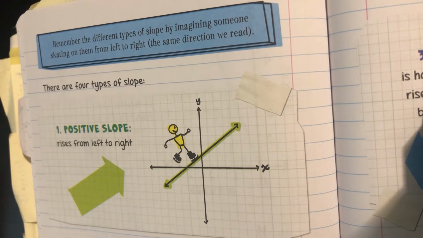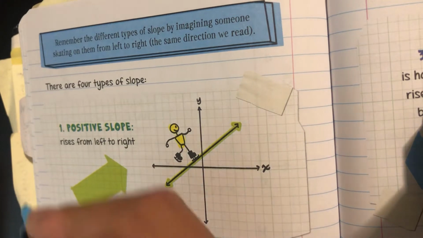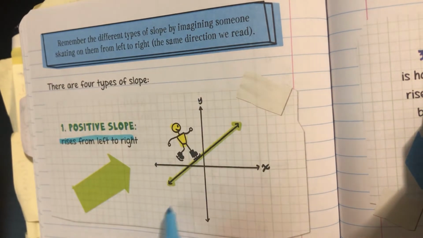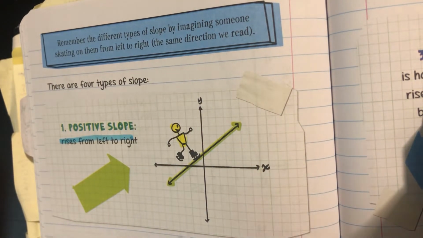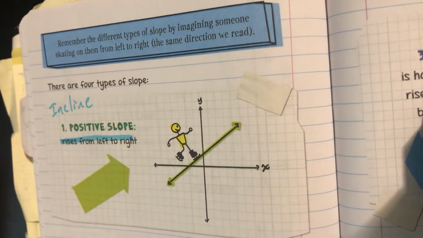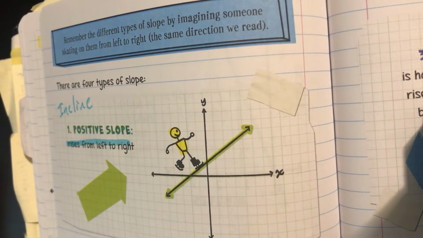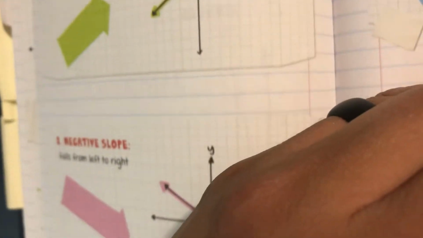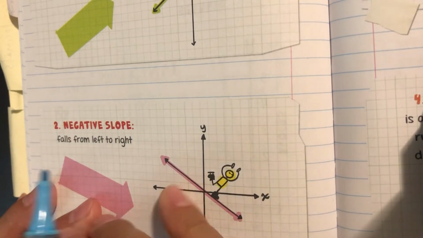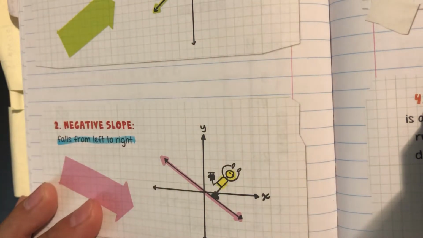There's a positive slope. The key with the positive slope is that it rises left to right. So think of it as walking an incline, walking up a hill. However, a negative slope, think about it this way. Now that individual is walking downhill, so it goes down or falls from left to right. That'd be a negative slope.